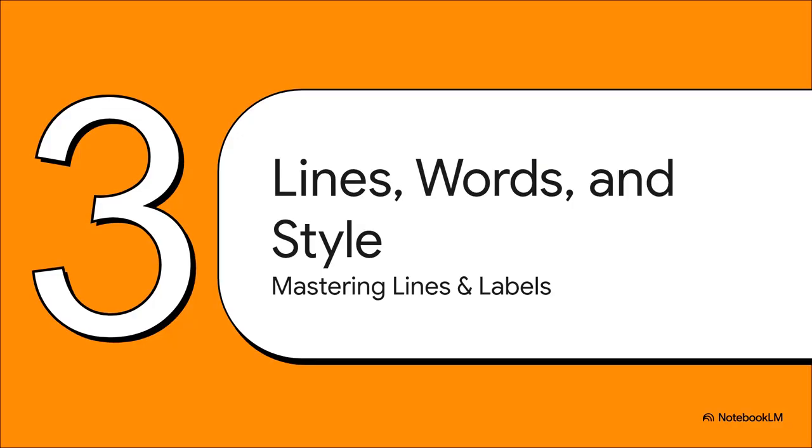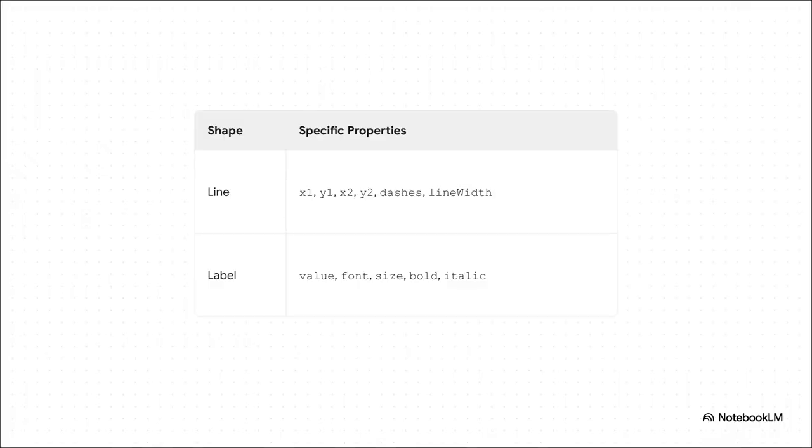Okay, so geometric shapes are awesome, but what about the other stuff we use all the time, like lines and text? Well, guess what? They have their own unique properties too, which adds even more tools to our creative kit. Check these out. For a line, you can change its exact starting and ending points, or you can even make it dashed. And for a label, you are not stuck with boring static text. You can change its value, its font, its size, all on the fly.